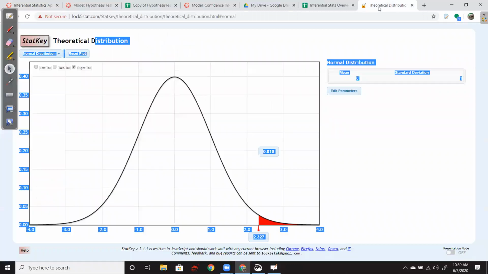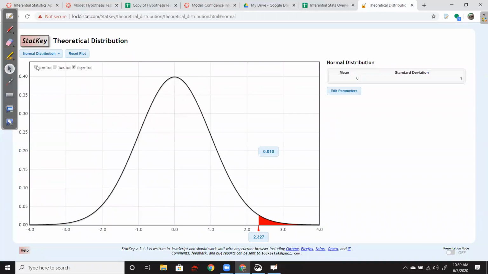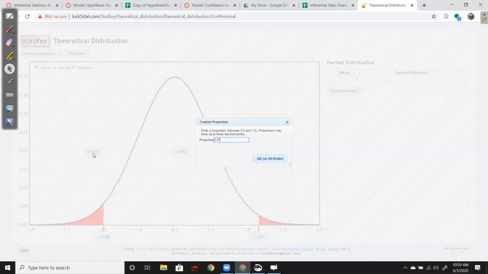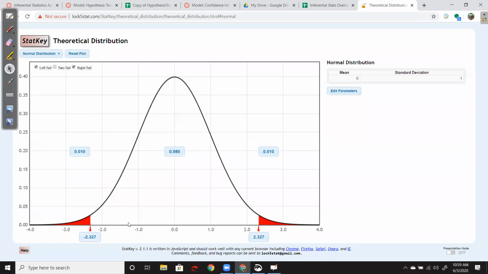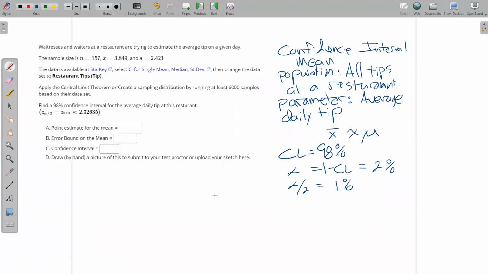And then I should get the same thing on the other side, just the opposite. So if I threw a left tail in here and I put 1% in the tail, I should get about the same number. So those are our number of standard deviations on each side. So the next thing I have to do is make a sketch of this and figure out what that means for the tips. So new page here.